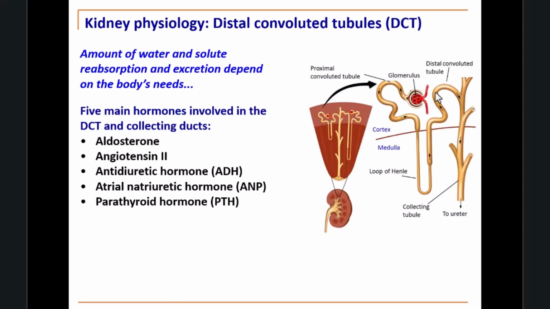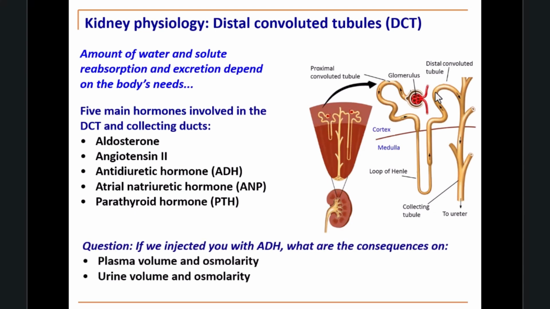So a little bit of a question for you. If we were to inject you with ADH, be a bit nasty, what would happen to your plasma volume and osmolarity, and your urine volume and osmolarity? I want you to press pause and have a think about it. You've just been given a high dose of ADH. What's happening?